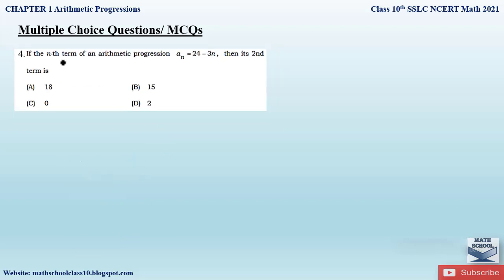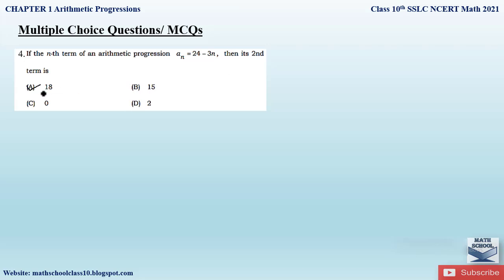Now the fourth question is, if the nth term of an AP, an, is equal to 24 minus 3n, then its second term is. So again this question is very much similar to our first and second question. So here I want you to solve this question. I'll give you the correct answer. Try to obtain this correct answer. The correct answer is option 4, 18. The second term of the AP is 18.